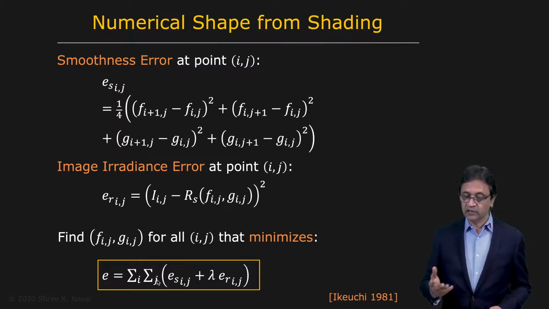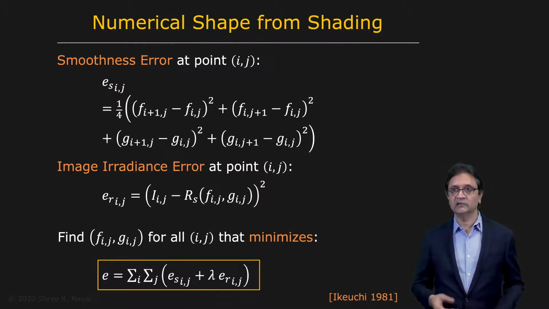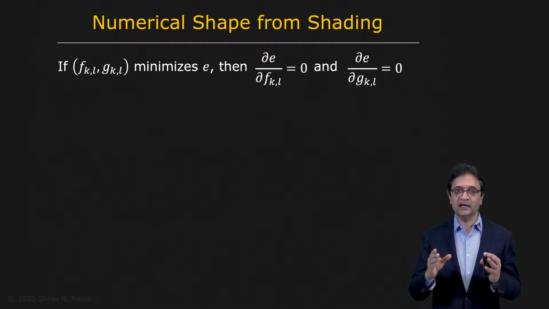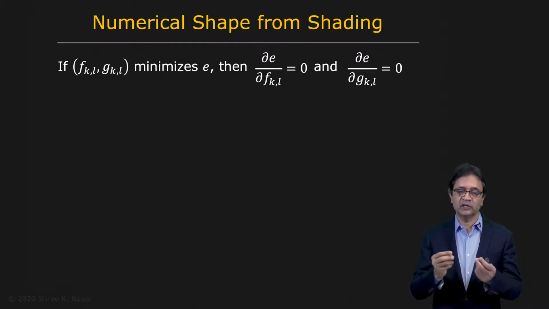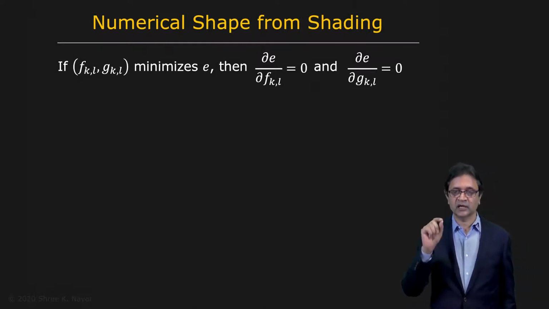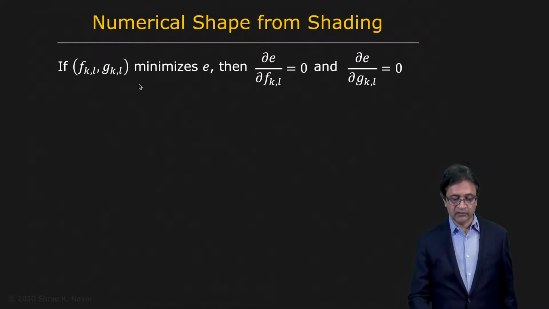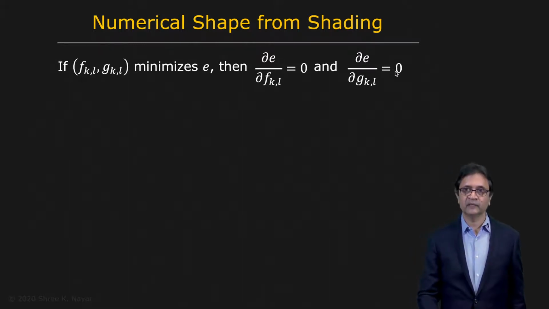So in other words, we want to find the Fij and Gij values that minimize E. That's our problem. So what we're going to do here is change variables and use FKL, GKL, because we want to focus on one particular pair of FG values at the pixel KL. If FKL and GKL minimize E, then the derivative of E with respect to FKL is equal to 0, and the derivative of E with respect to GKL is equal to 0.